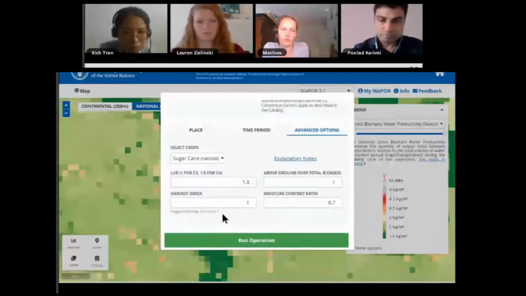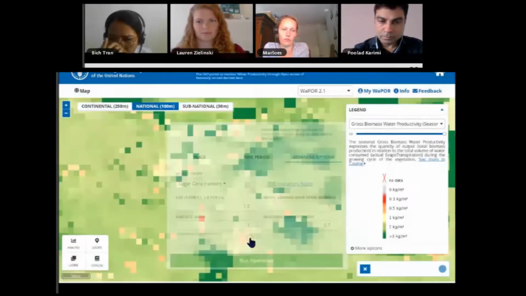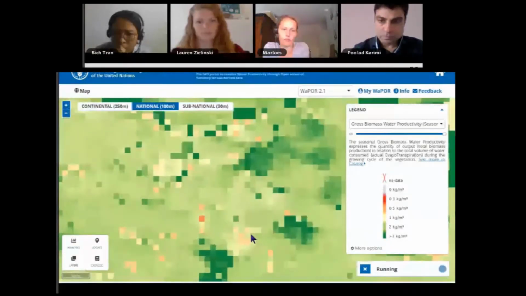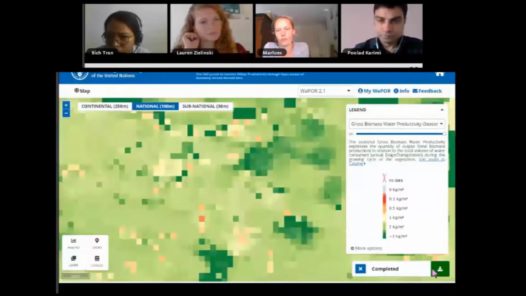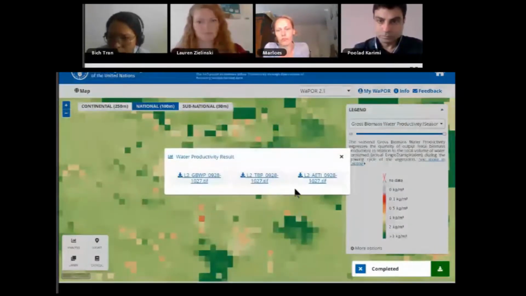If you cannot find your crop in the select crops list, you will need to determine the crop parameters of your crop type either from literature or field measurements. After filling the crop parameters, I can click Run Operation. Once the processing is completed, you can click on the green button here, and you will see that there are 3 links to download 3 rasters.